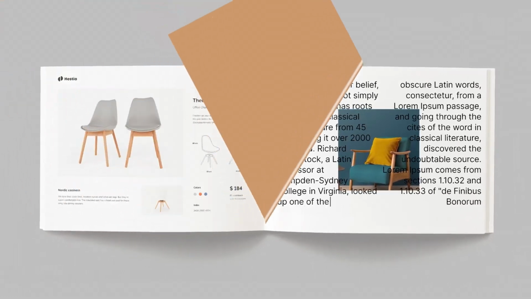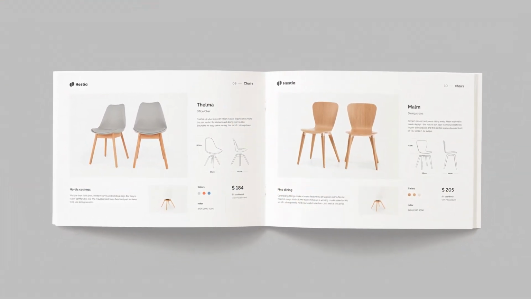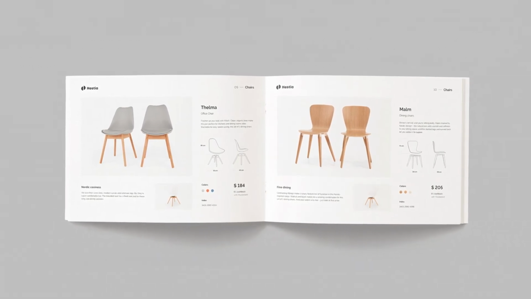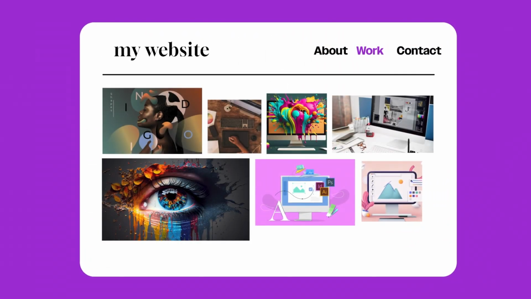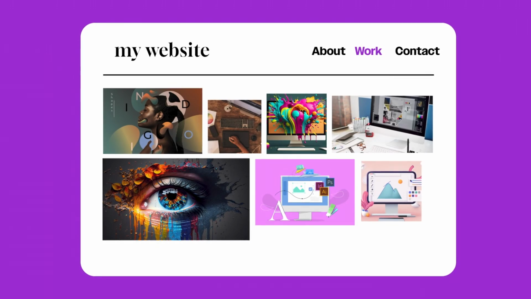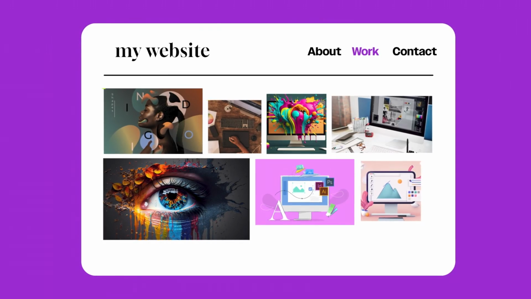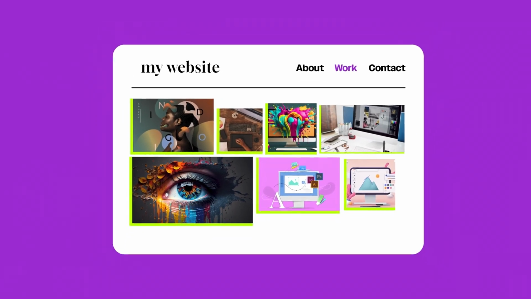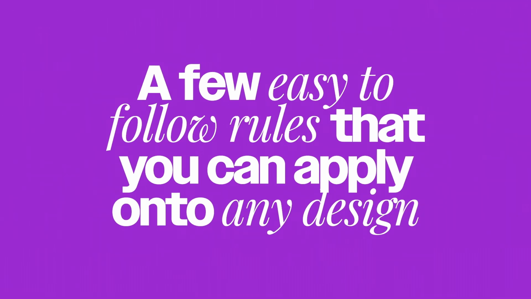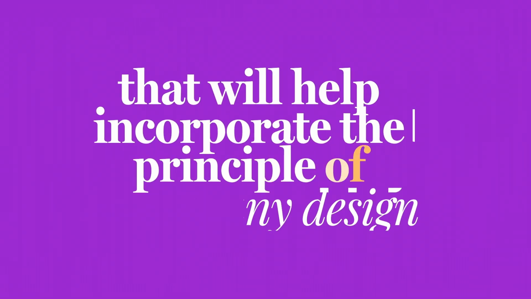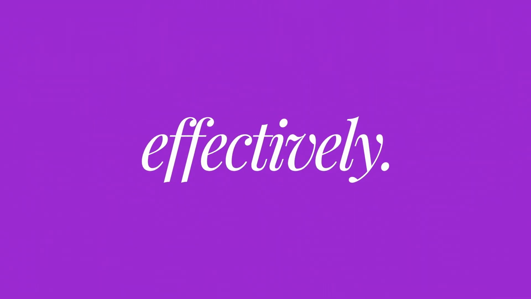Today's video is going to look at the principle of proportion, which is size in relation to something else. It is really important to understand this principle fully and to see how it can actually change your graphic designs right before your very eyes. The reason this design looks slightly chaotic and not very professional is simply because the imagery and the textual elements do not consider proportion. And so, to help you, I've created a few easy to follow rules that you can apply onto any design that will help incorporate the principle of proportion effectively.